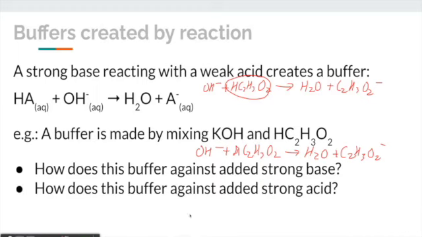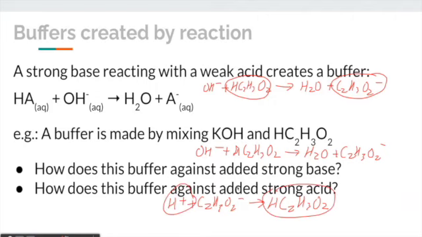Next question is, how does this buffer against an added strong acid? Well, we also have a weak base in this buffer system. So if we add a strong acid, that H+ is going to react with C2H3O2-, a weak base, and it's going to accept that proton to make C2H3O2H, a weak acid. So we took a strong acid and turned it into a weak acid because that weak base is present in the buffer system.